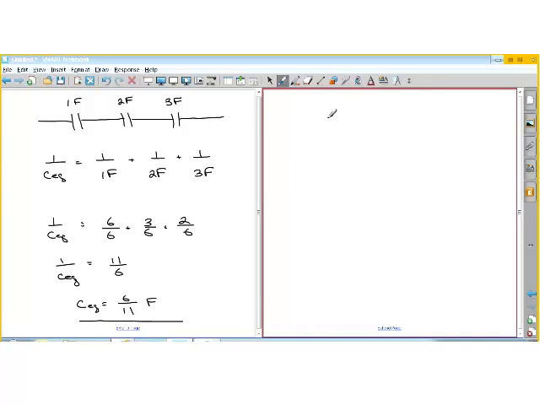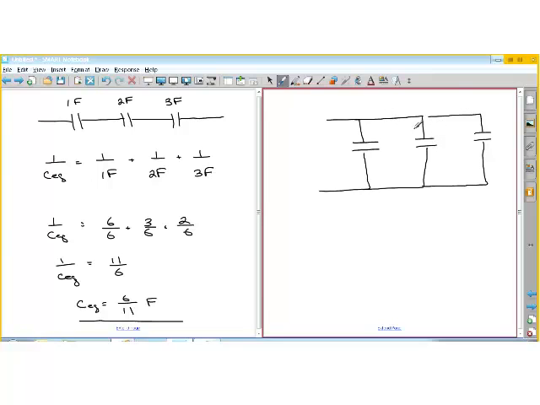Now, the second case is where you have these in parallel. So we've got this, and these again have the same voltage applied to them, because the top terminals are connected by the same wire. We assume there's no voltage drop across the wire. So this will say is 1 farad, this is 2 farads, and this is 3 farads.